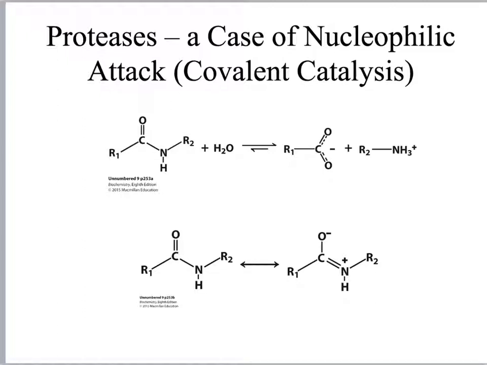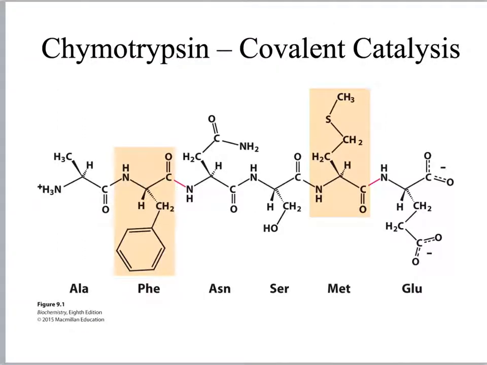And proteases tend to function through covalent catalysis, which is based on nucleophilic attack. So to understand what takes place in the active site, we can study chymotrypsin. And chymotrypsin is a serine protease. It's found in the small intestine.